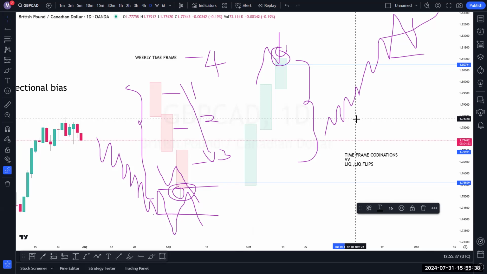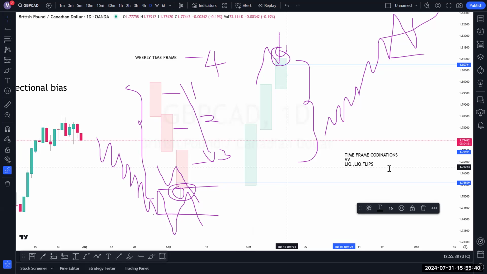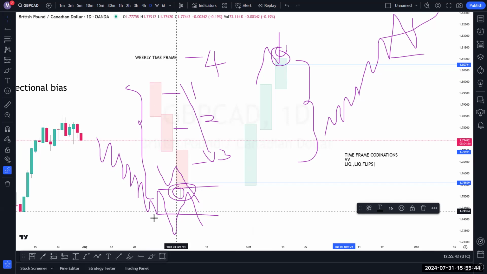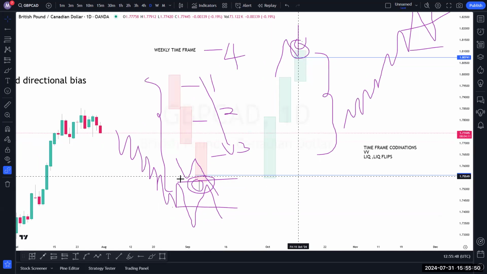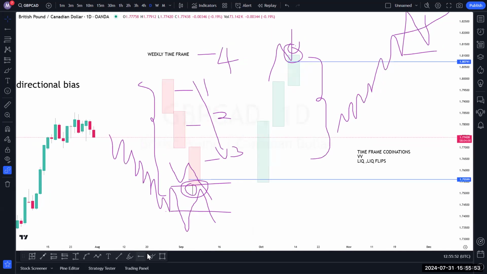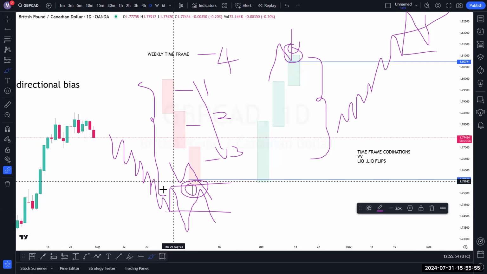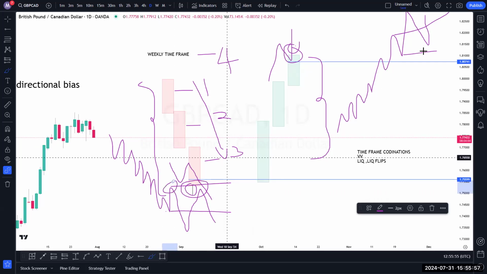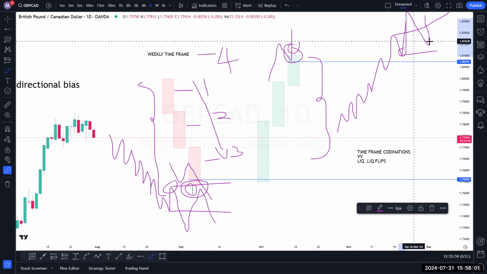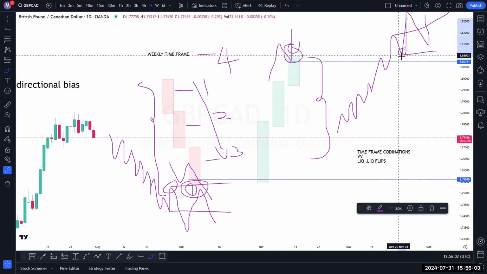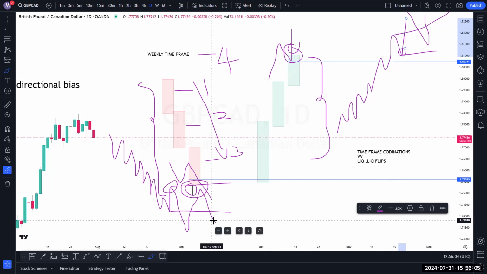So now, when you're going to the 4 hour, after confirming the validation and the invalidation levels, you're now going to go to the 30 minutes and look for the liquidity engineering that happened around this zone in a bearish scenario, and also look for the liquidity flip happening around this area, and take your entry with ease.